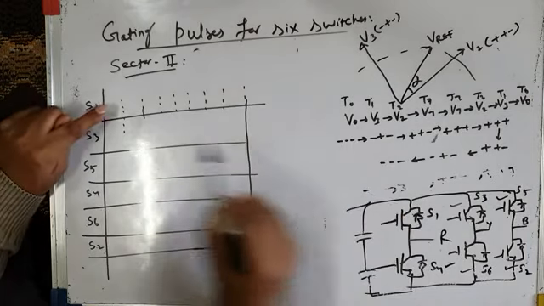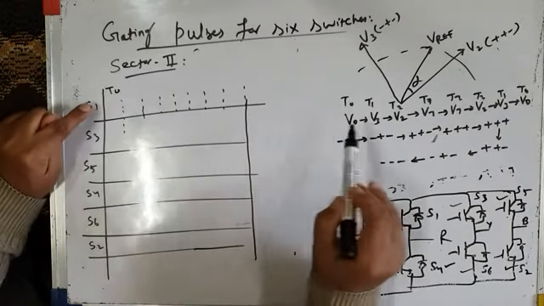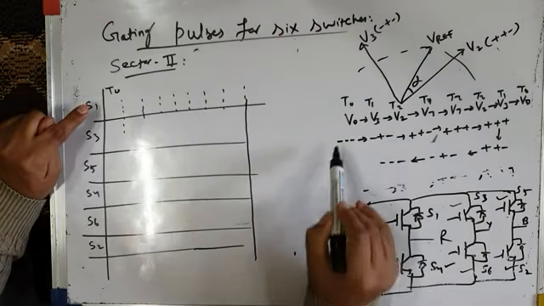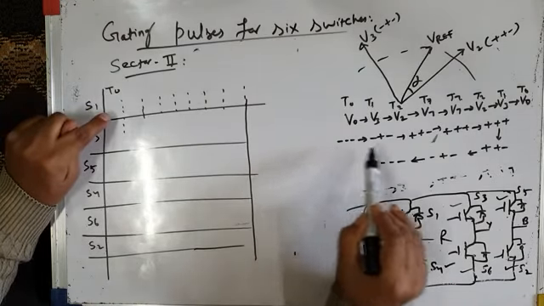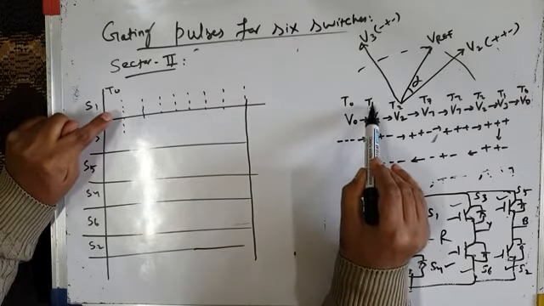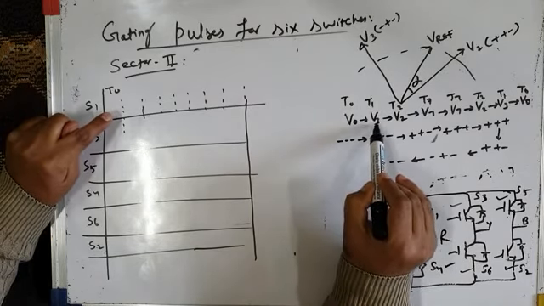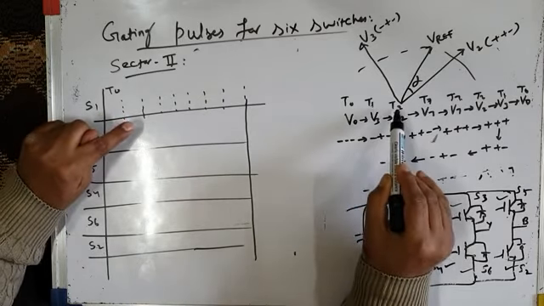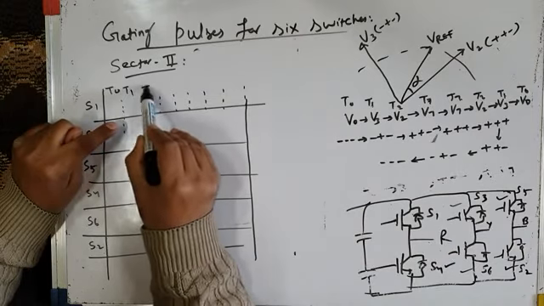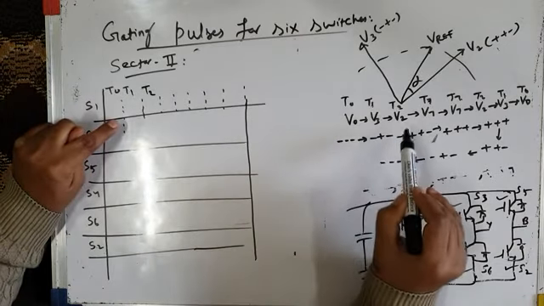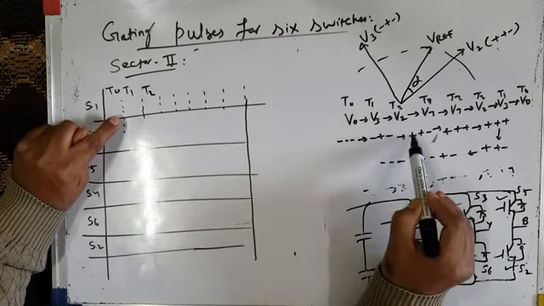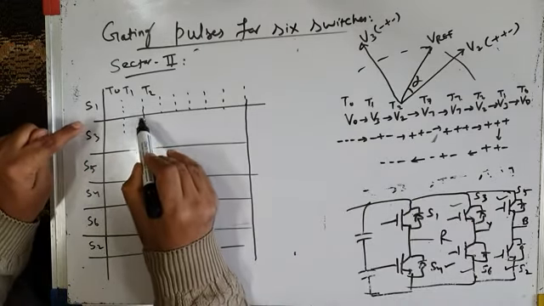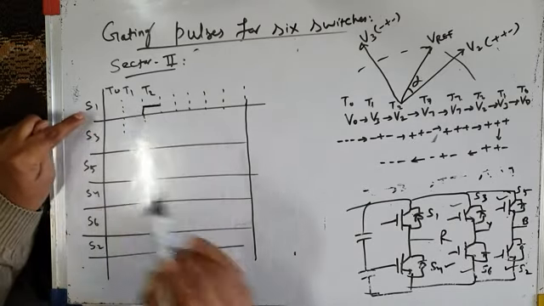In first time interval T0, R phase का switching state है minus. That means its bottom switch is on. So S1 will be off. In second time interval T1, when V3 voltage space vector is applied across the load, it's again minus. Then during time interval T2, it's plus. Plus means top switch is on. So T2 में S1 को on करना है, तो ये ऑन हो जाएगा.